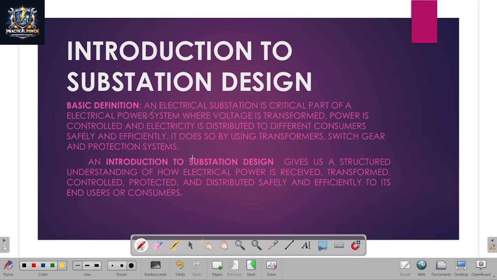An introduction to substation design gives us a structural understanding of how electrical power is received in the substation, how it is transformed, whether step up or step down, controlled and protected against different types of faults, in which the faulty part of the power system is isolated automatically, and at last distributed safely and efficiently to its end consumers.